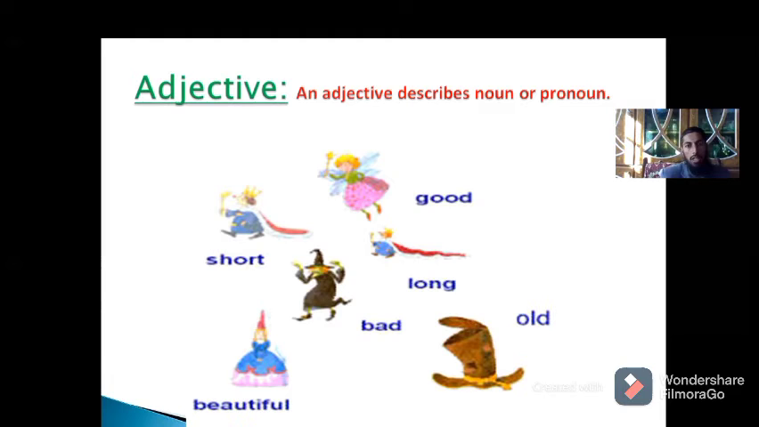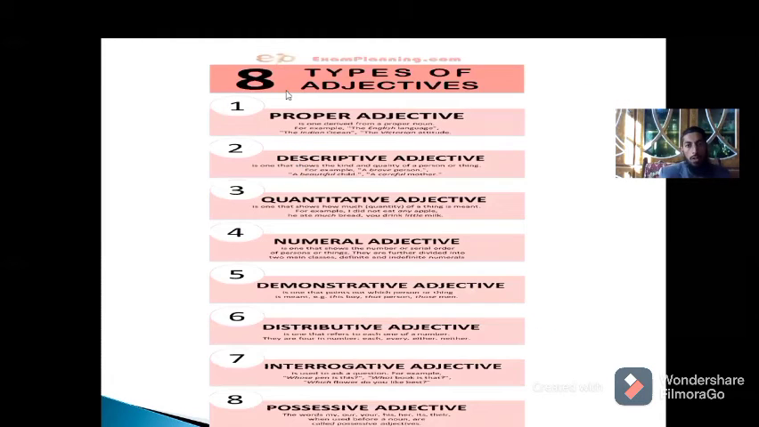But in the definition here we are dealing with only proper adjectives. These are the types of adjectives. I have noted 8 types here. Descriptive adjectives are there, quantitative adjectives, numeral adjectives, demonstrative adjectives, distributive adjectives, interrogative adjectives, and possessive adjectives are there.